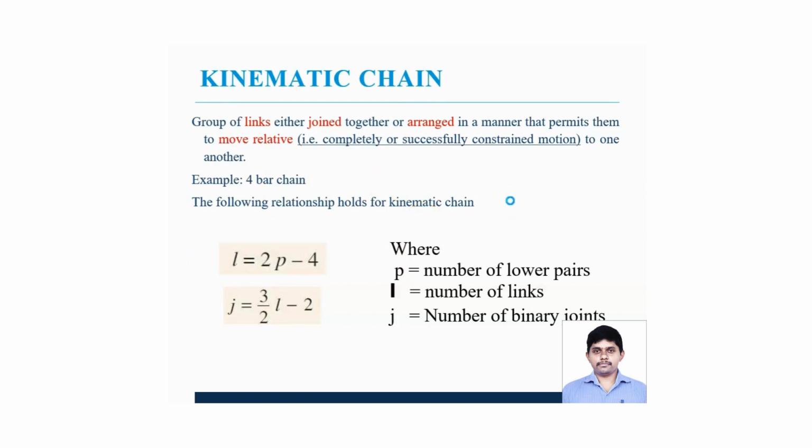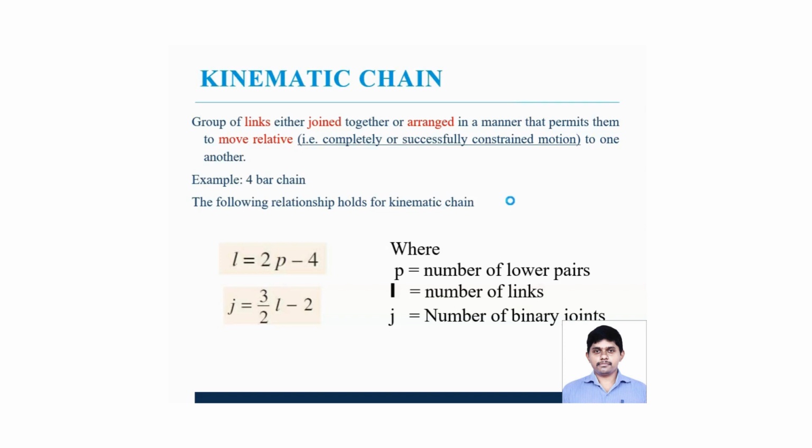Here p represents the number of lower pairs, j represents the number of binary joints, and l represents the number of links, which are used to transfer the motion from one link to the other. So what do we mean by lower pairs? Generally, a lower pair is when a surface contact takes place, like a line contact.